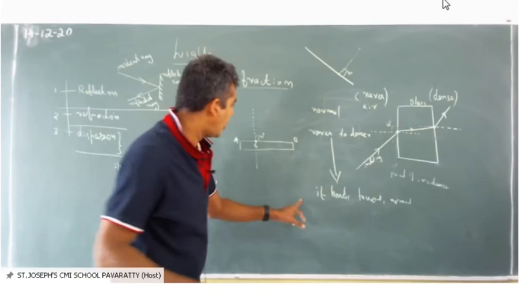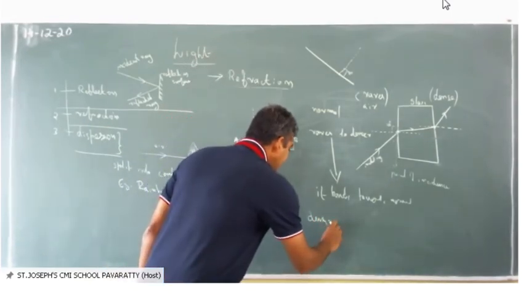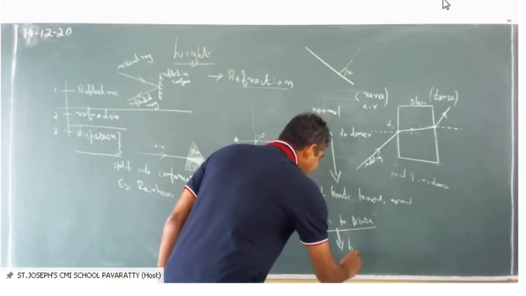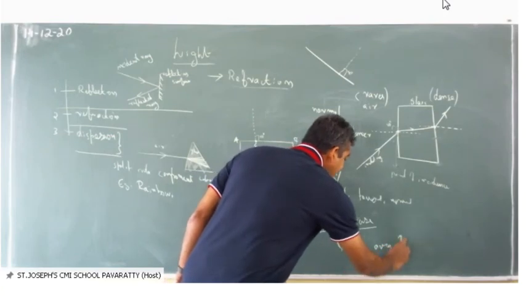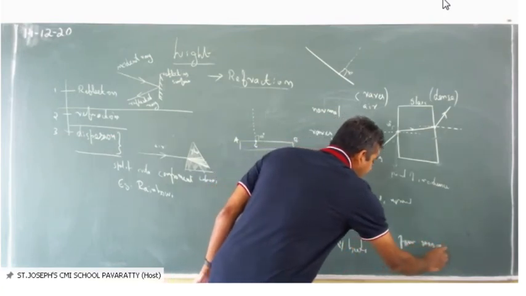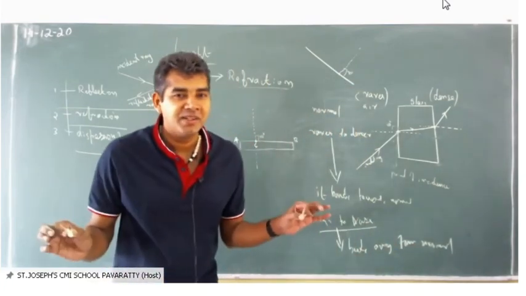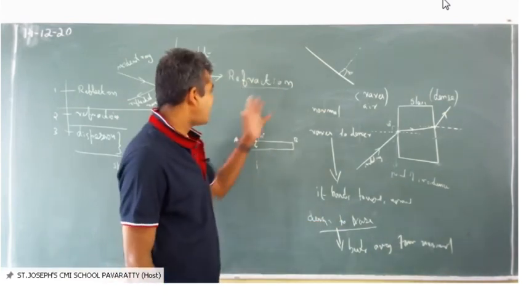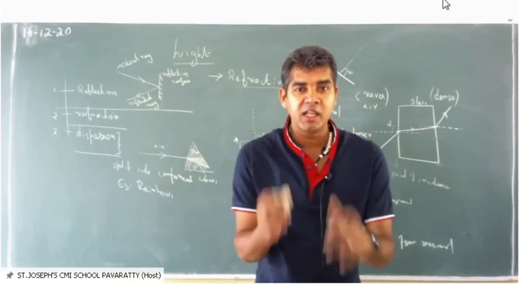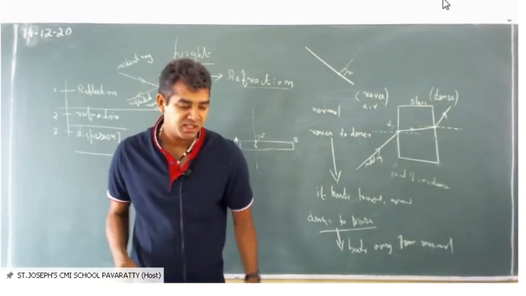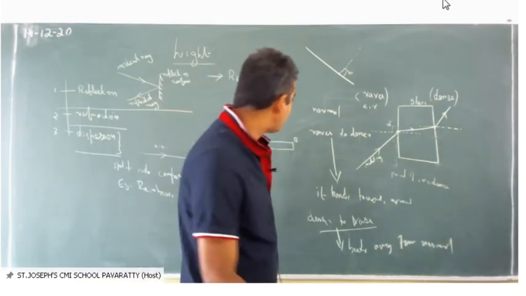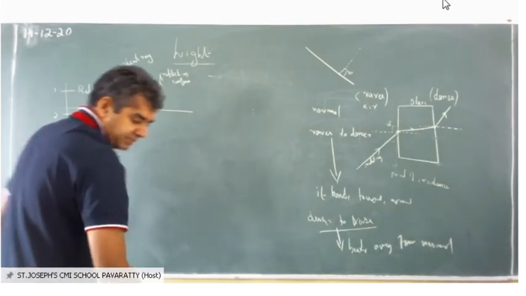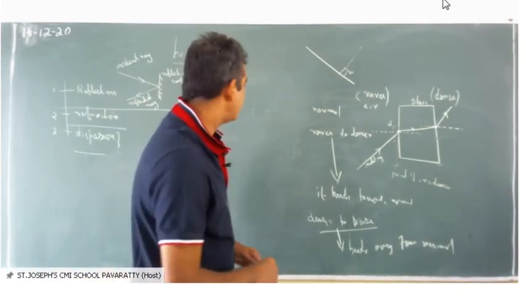So, just the opposite: denser to lighter or rarer, it bends away from the normal. Are you clear? Okay, very good. This is the basic understanding about refraction, how refraction happens. I will just give one more example.